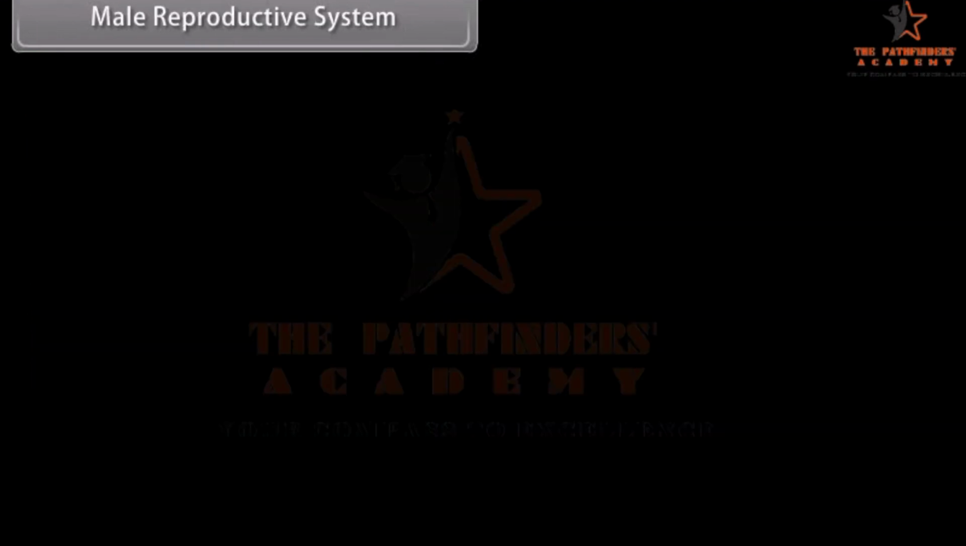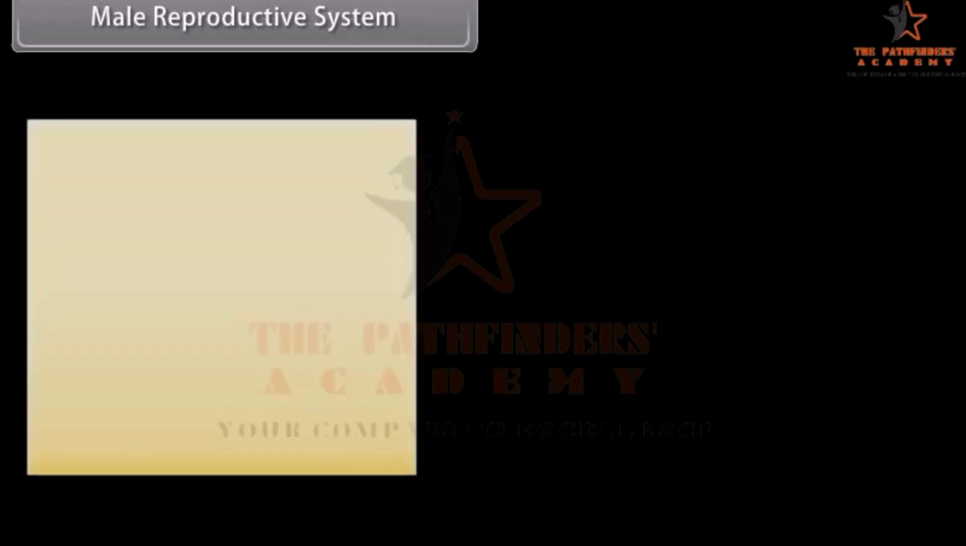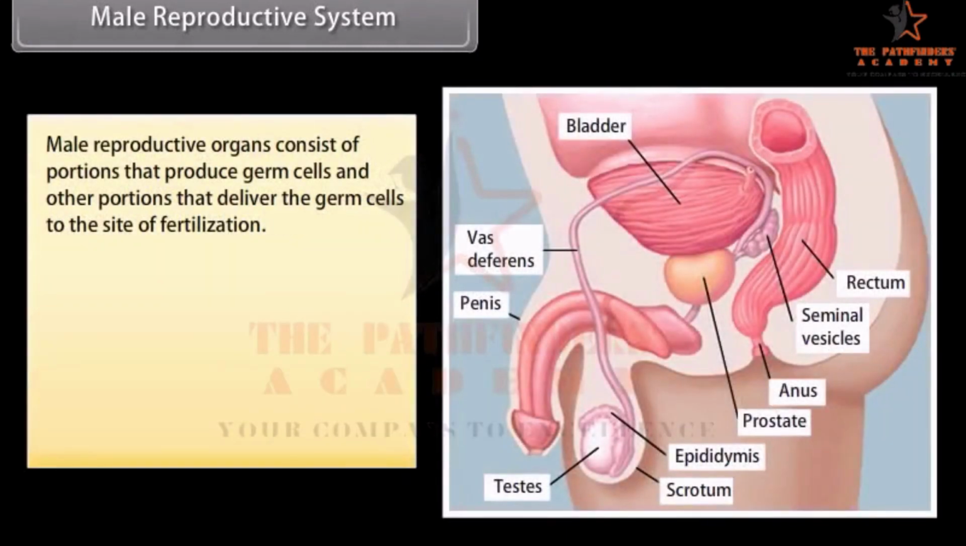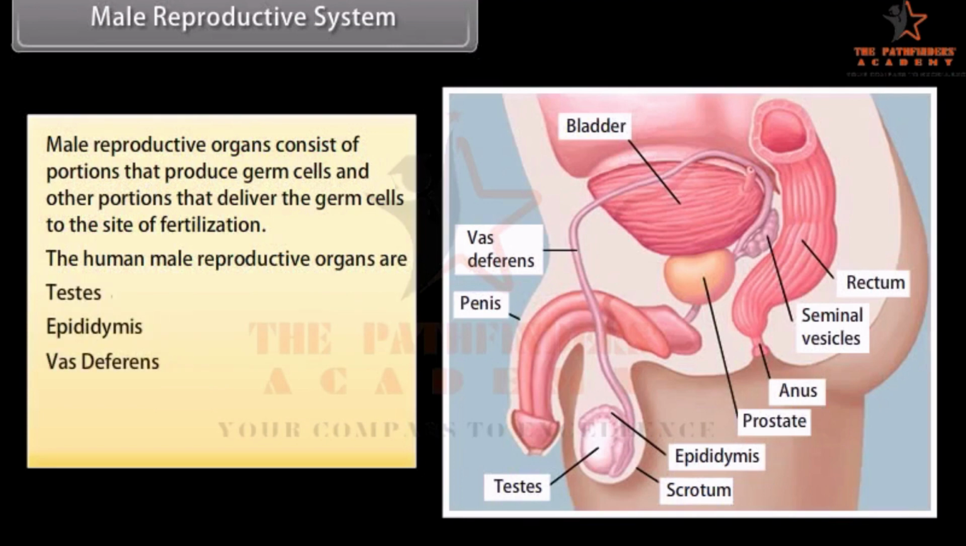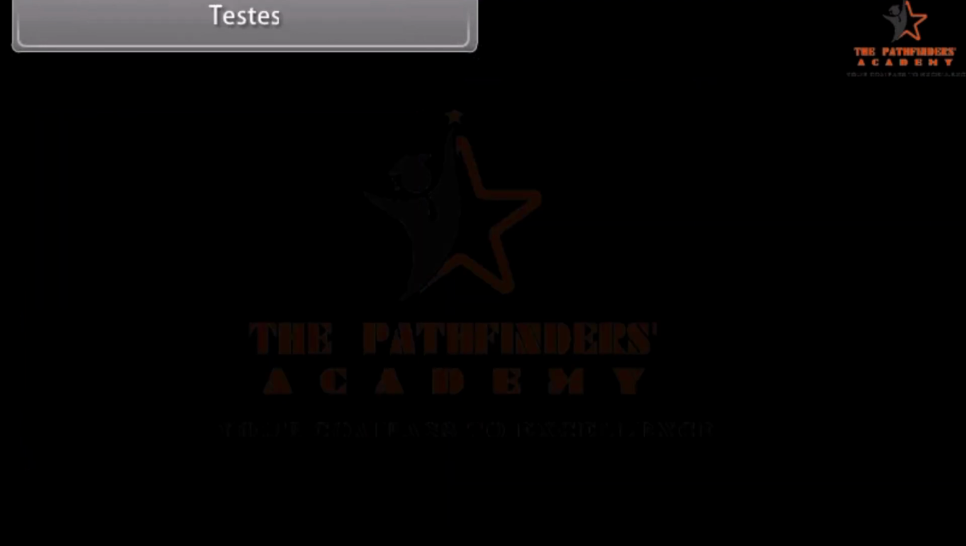Male reproductive system. Male reproductive organs consist of portions that produce germ cells and other portions that deliver the germ cells to the site of fertilization. The human male reproductive organs are testes, epididymis, vas deferens, urethra, and penis. Testes.